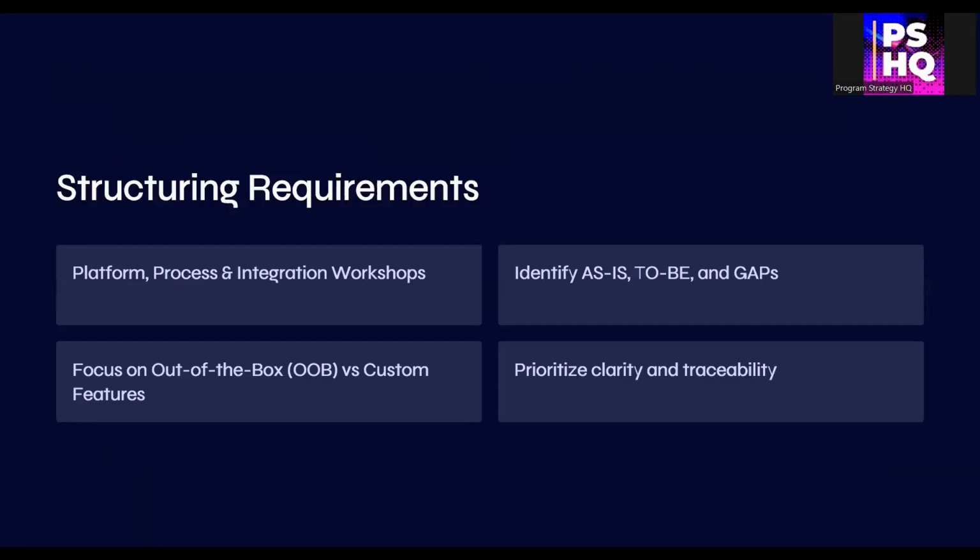Start by running targeted workshops, one for the platform, one for business process, and one for integrations. Use these sessions to document your as-is, identify gaps, and define your to-be strategy. Also assess what's already available out of the box and what needs custom development. Remember, clarity and traceability now will save time and rework later.